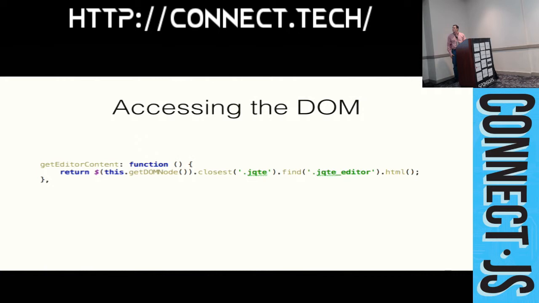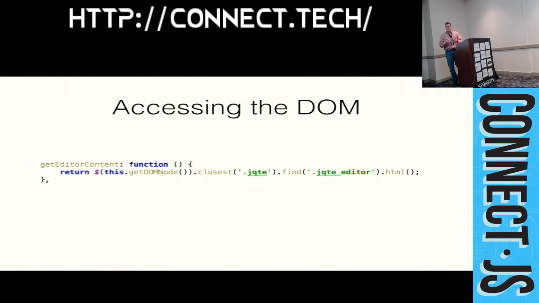In this case, there's a library called jQuery-tay, and what it does is you can pick a text area and essentially turn it into a WYSIWYG editor. So this little component is trying to figure out what content there is. It's getting the DOM node, so you see this.getDOMNode. We pass it off to jQuery so we can traverse the actual rendered HTML and figure out what's inside of it.